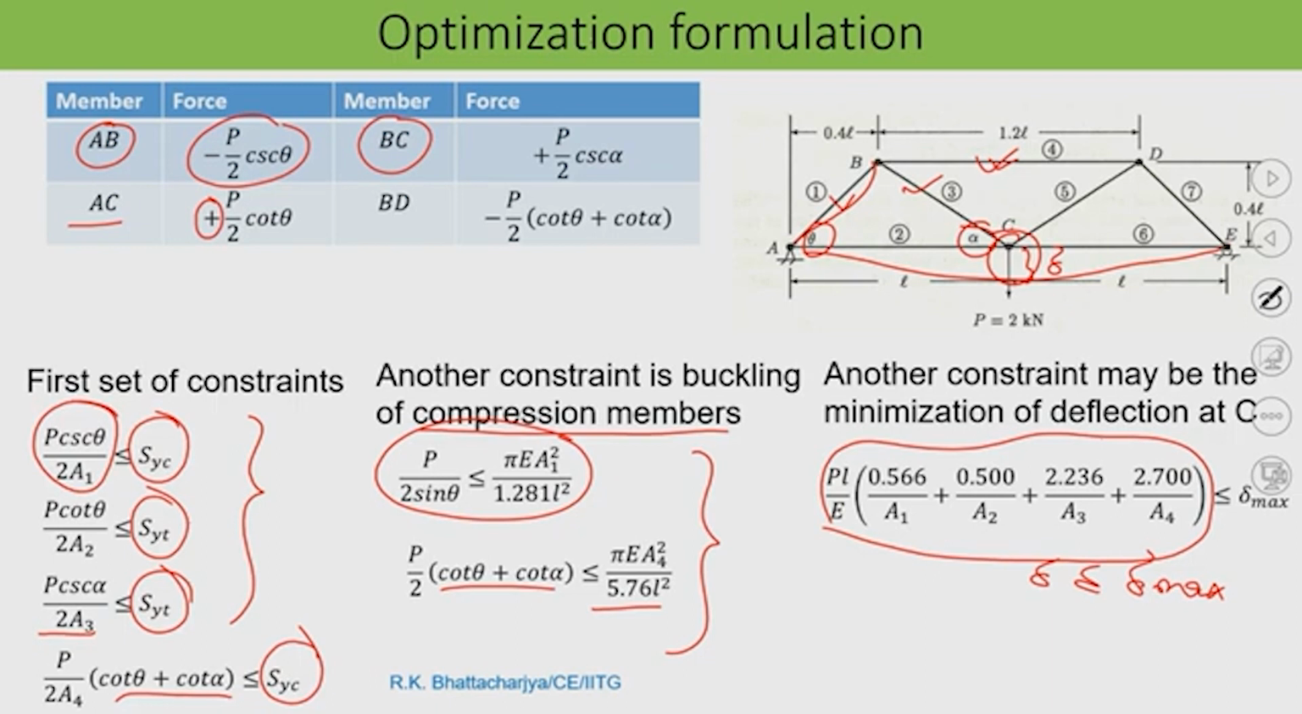So, once you put that one, your truss will also be safe from the deflection point of view, and whatever values of cross section you get will give you a structure where the deflection will be less than your delta max. So, I can define this delta max.